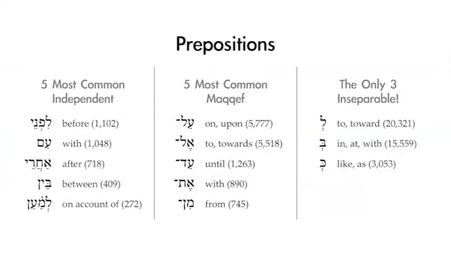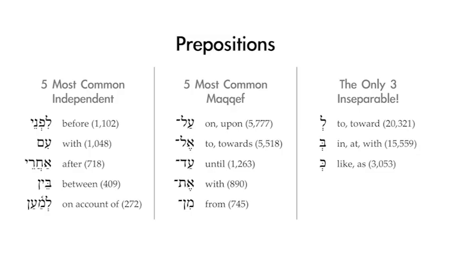So again, independent, makef, and inseparable. Independent prepositions appear as their own word at the beginning of the prepositional phrase, and they're not joined in any particular way to their object. Makef prepositions are always joined by makef and surrender their accent to the object. And finally, inseparable prepositions are prefixed to the word that is their object, just like the conjunction vav or the definite article. So let's take a look at some of these, the five most common in the first two categories and the three most common in the third. It's just important to get to know some of these.